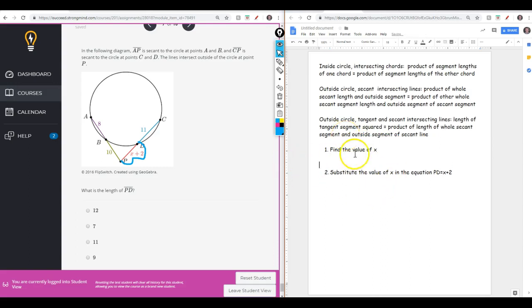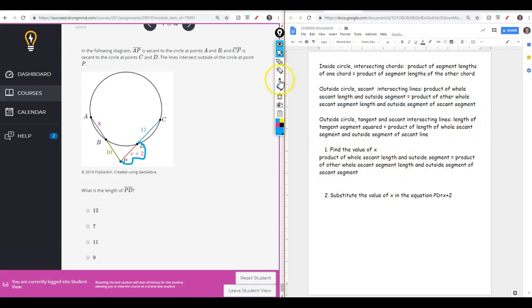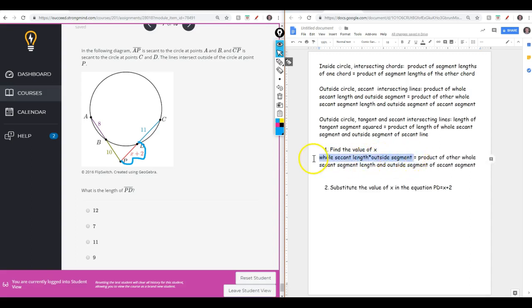And again, finding the value of x, they are secant lines and they intersect outside of the circle. So again, it's using this middle one: the product of the whole secant length times the outside segment. Maybe I'll change that. Kind of like this. This is what it would look like. So that's what I'm going to do, because I understand that a lot better.